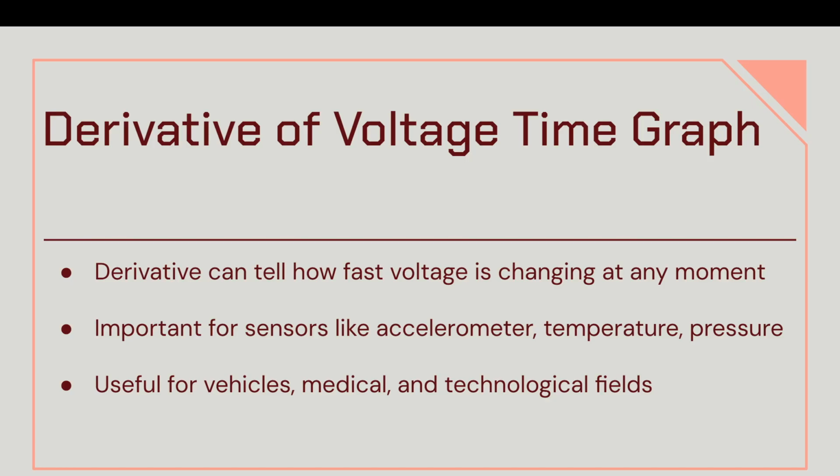In essence, derivatives help engineers turn raw data into actionable information. They allow us to predict, respond, and automate systems in ways that make life safer and more efficient.